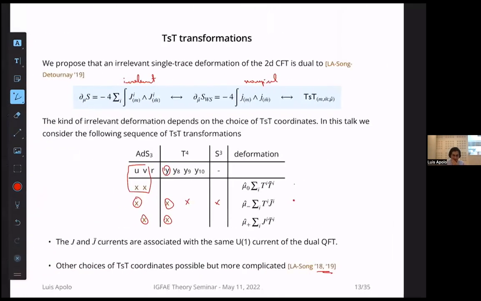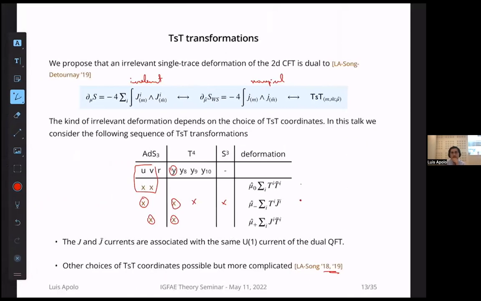Okay, so do you have any questions? Like taking two coordinates in the compact space, that would be then a JTbar because you're not deforming the... Exactly, that would be just like a marginal JJbar deformation on the worldsheet. Oh, sorry, on the dual theory. Yeah.